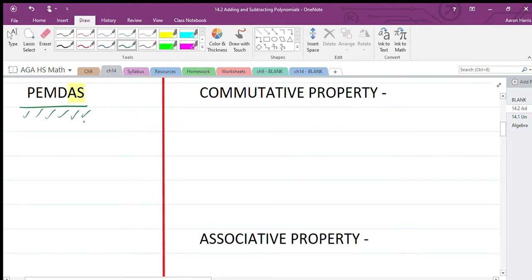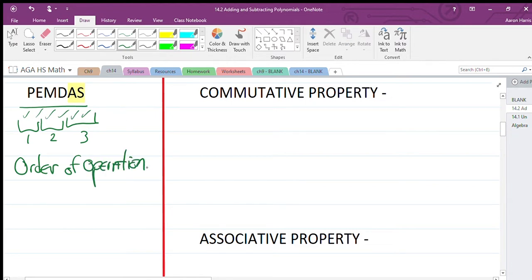And remember, all of these are leveled. So they're paired up. This is level 1, level 2, level 3. Why do we have the levels? So we know which ones to do first. This is nothing more than order of operations. So it tells us what to do in what order, okay? So we're going to focus on addition subtraction, which is the last thing that you'll be doing for PEMDAS.